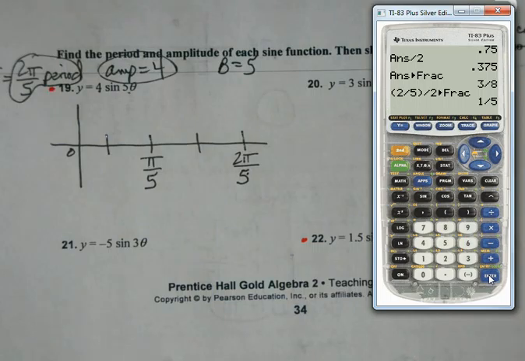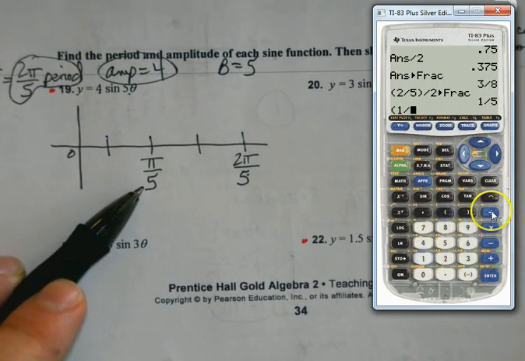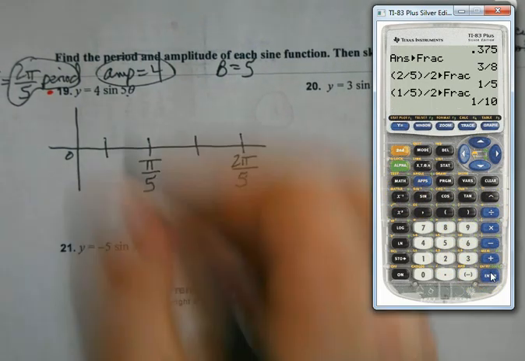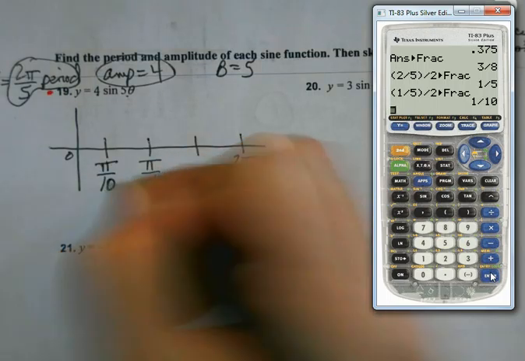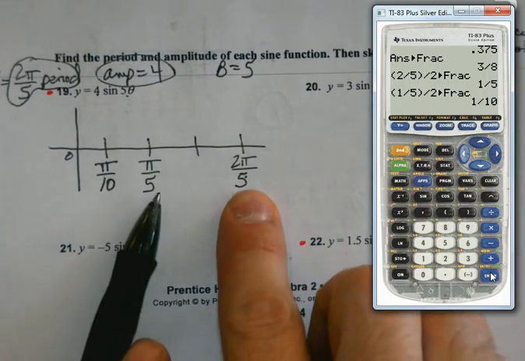Okay, well, I still need to know what's in between these other two. Okay, what's in between 0 and 1/5? Okay, 1/5 divided by 2, fraction form, 1/10, or pi over 10. And then my last job is to find out what's in the middle here.